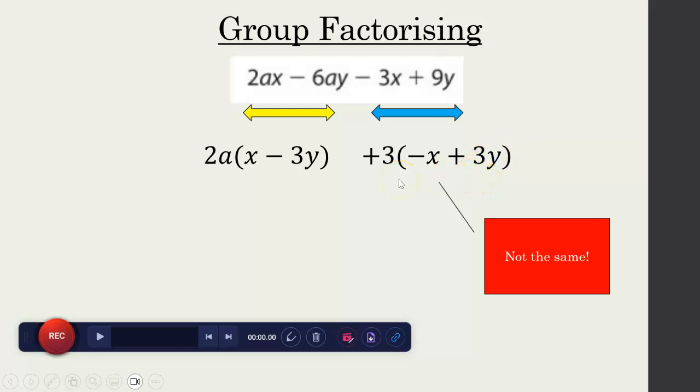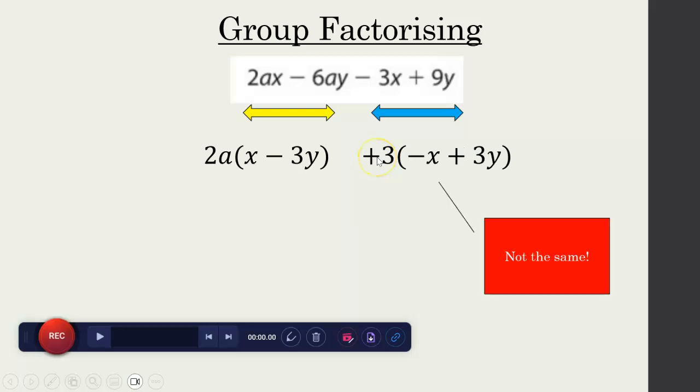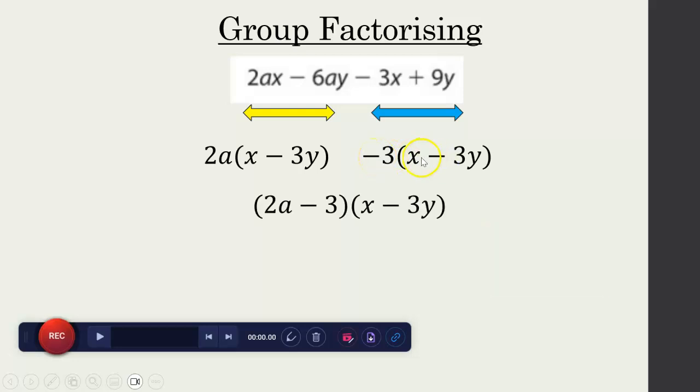Okay, another problem. Not the same. Look, this is x minus 3y. This is minus x plus 3y. So again, we have a situation where the brackets are not the same. They're almost the same, but the signs are wrong. So how do we account for this? We just change the sign. It was a plus. If we change it to a minus, then these will change. Now I have these brackets are the same.